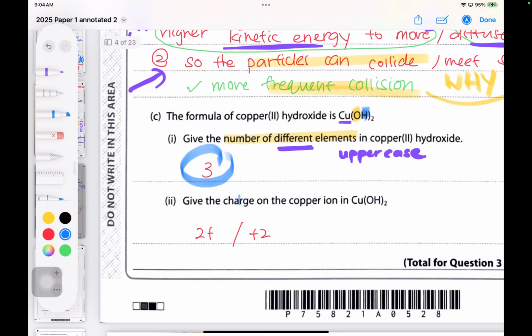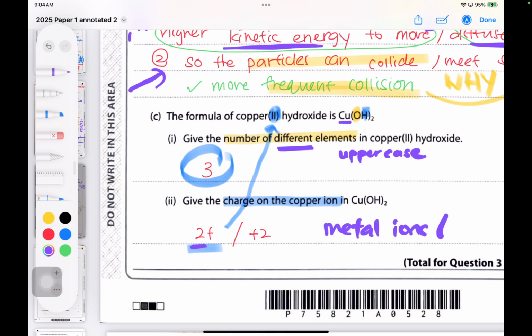Next, we want to find out the charge of the copper ion. They have given you the formula, so you work backwards. There are so many clues for you to get the answer. The answer is actually 2 plus. How do I get that? I can work backwards, or I could look above at the oxidation state. The oxidation state will tell me the number. And of course, all metal ions will always be positive.